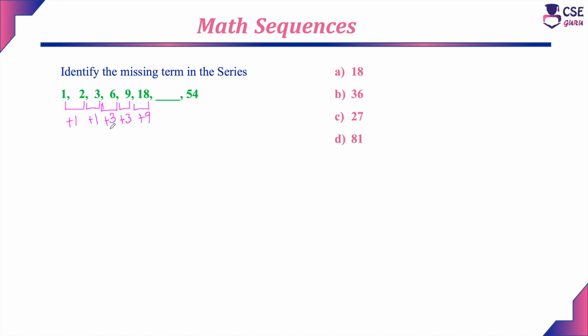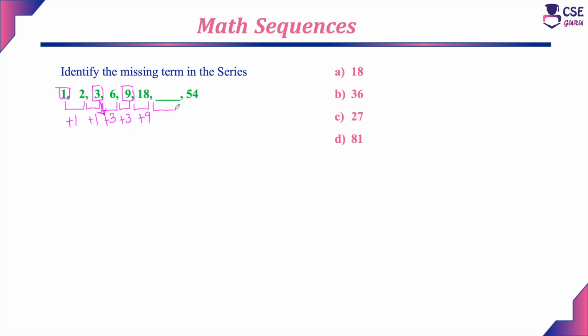And how are we getting this 1, 3 and all? The first term here is 1, and we are adding 1, 1 for the next two terms. And the third term here is 3, and we are adding plus 3, 3 for the next two terms. And the fifth term here is 9. So we are adding 9 here, and we get 18 as the next term.